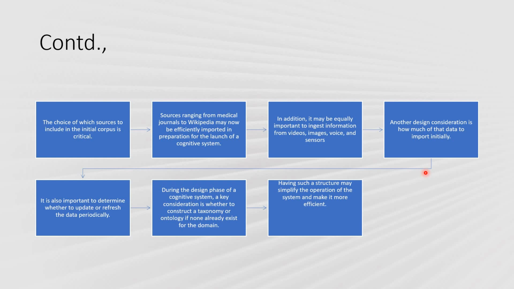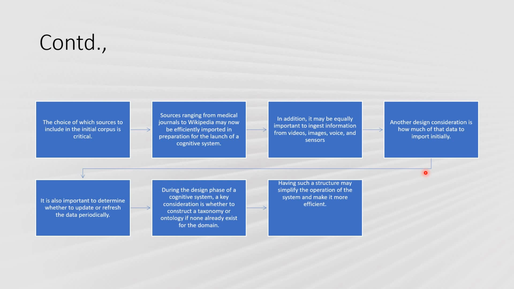And during the design phase, you have to be extremely careful. During the design phase of the cognitive system, a key consideration is whether to construct a taxonomy or ontology if none exist for the particular domain. I defined what a taxonomy and what an ontology is in previous sessions. So you need to understand if you have a requirement to construct a taxonomy or an ontology if there is none existing in the past.